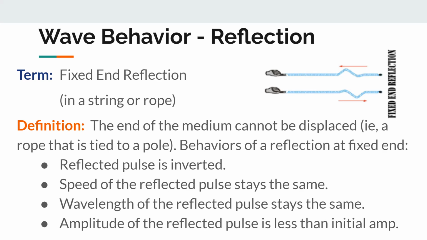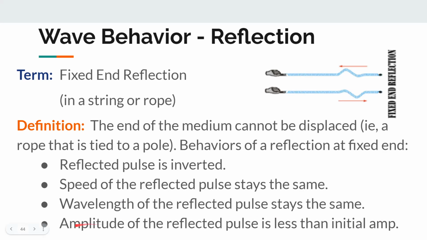Behaviors of a reflection at a fixed end. Okay, so if we had done that, and again, you're welcome to test it out in the FET, if it was fixed, then the reflected pulse will be inverted. So here's the original wave pulse moving toward the boundary, and whenever it reflects, it flips so that it's upside down from what it was before. So that's what this means. Reflected pulse is inverted. The speed will stay the same. The wavelength will stay the same.